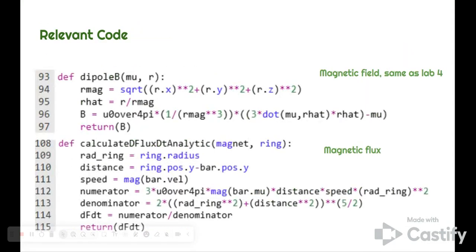So let's just get into the code. This was to find the magnetic field. This code was copied from lab 4. And this was to calculate the magnetic flux, which is new to this lab and not relevant for the past one.